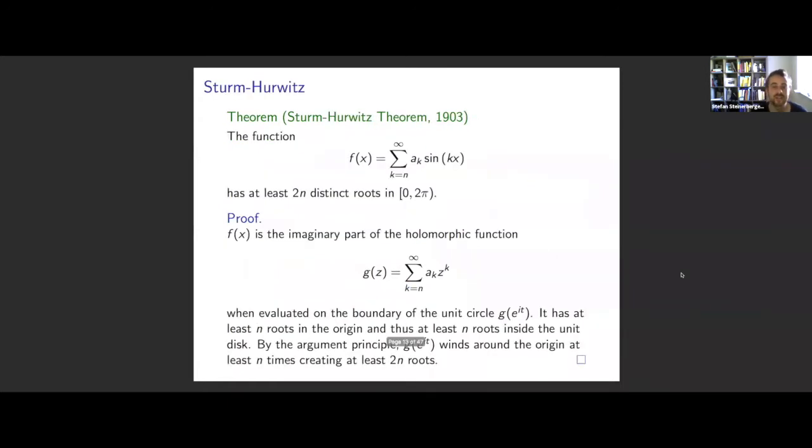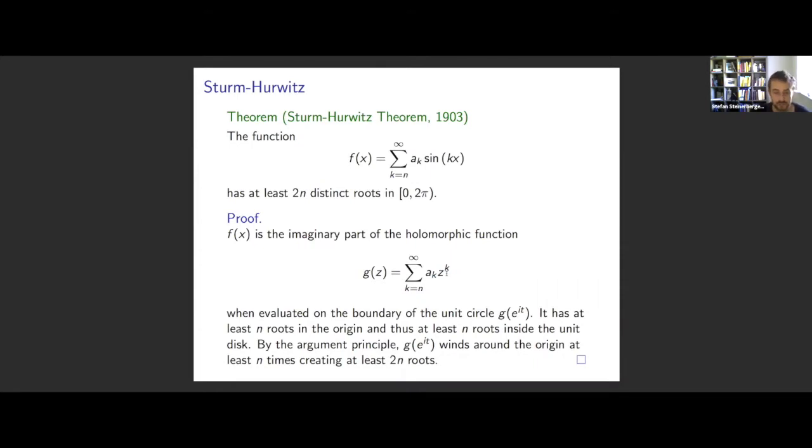But okay, you say, clearly there's some proof. So I'll give you one proof that's very short, which is you can write f as the imaginary part of a holomorphic function restricted on the boundary of the unit circle. And then what you see is that this thing has at least n roots in the origin, and then the argument principle tells you that you wind around the origin n times, and then you have at least 2n roots, because every time you wind, you cross the imaginary axis twice, which means the imaginary part vanishes. There are a couple of other proofs as well, but this is one proof.